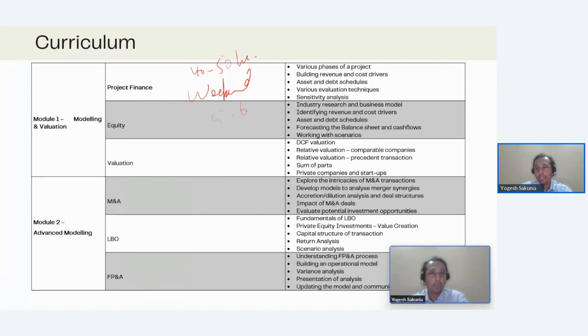5 to 6 weekends, Saturday and Sunday, both we will have classes, about 3 to 4 hours on Saturday, 3 to 4 hours on Sunday. So we will finish the course in about 1.5 months.